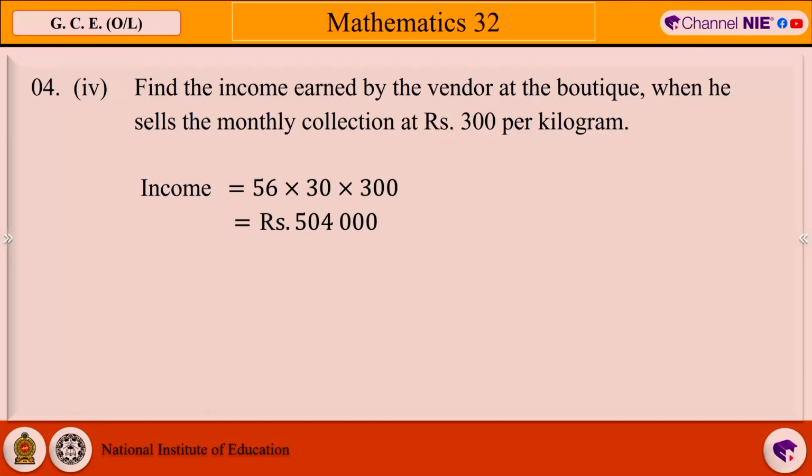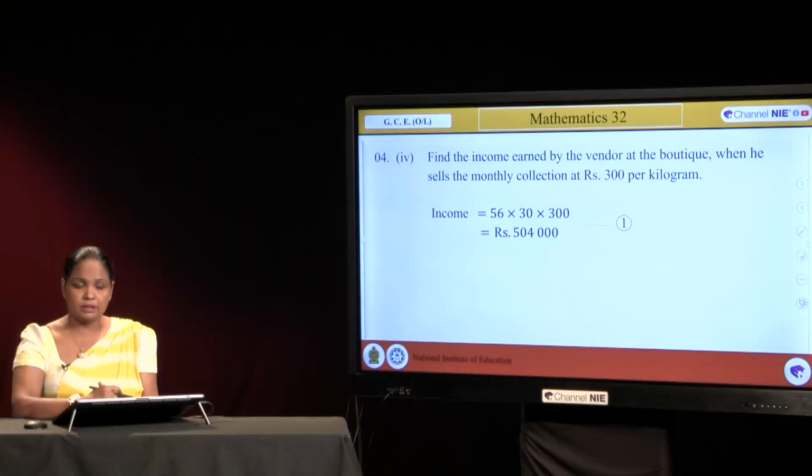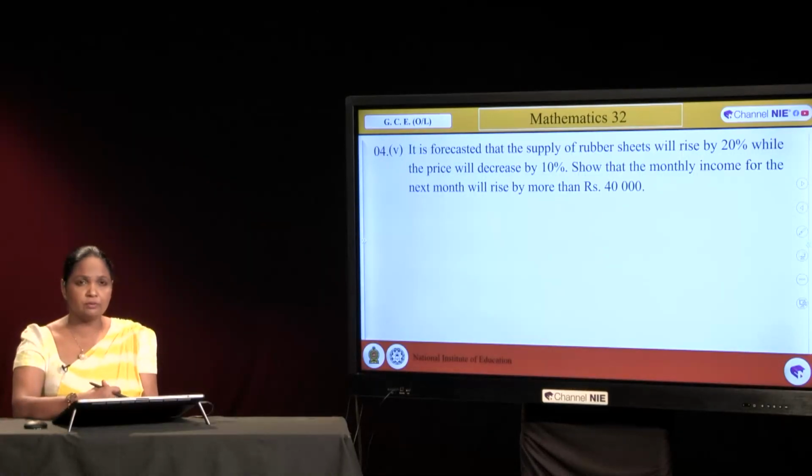For 1 kilo it is 300 rupees. By multiplying all these, you will get the income as 504,000 rupees. So, if you get the correct answer, you will get 1 mark, and in the next part we will see what we have to do.